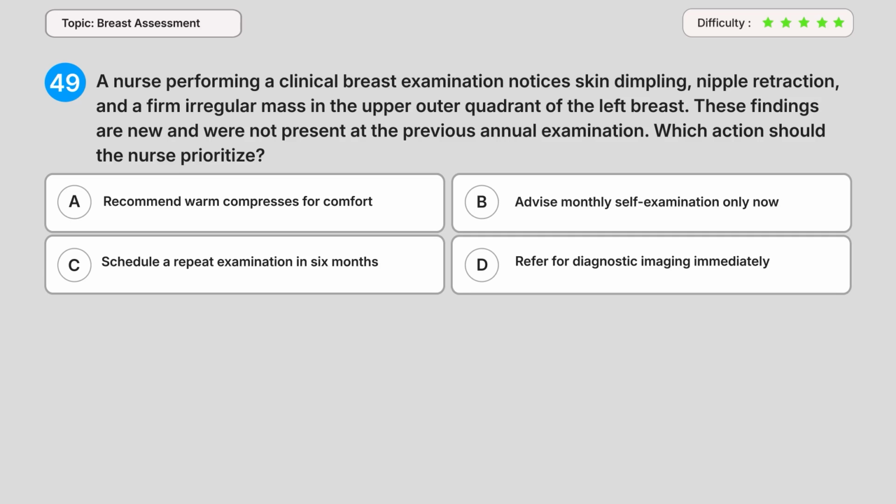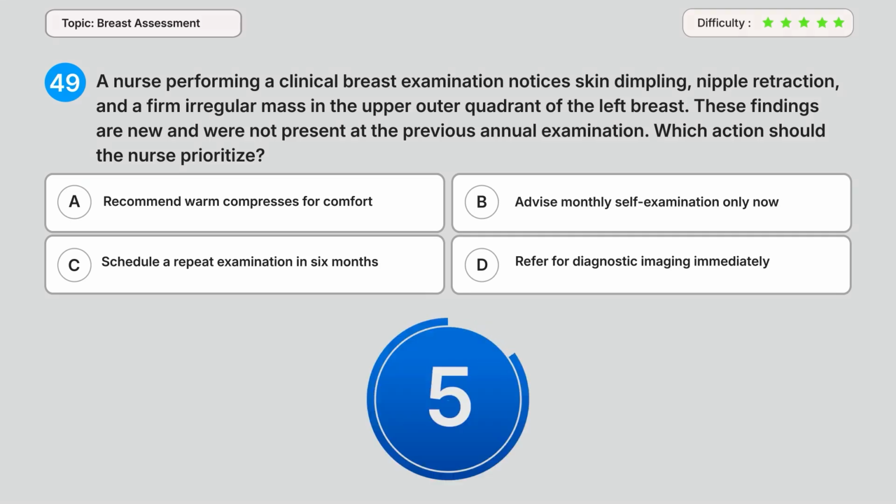A. Recommend warm compresses for comfort. B. Advise monthly self-examination only. C. Schedule a repeat examination in 6 months. D. Refer for diagnostic imaging immediately. Can you guess the answer?